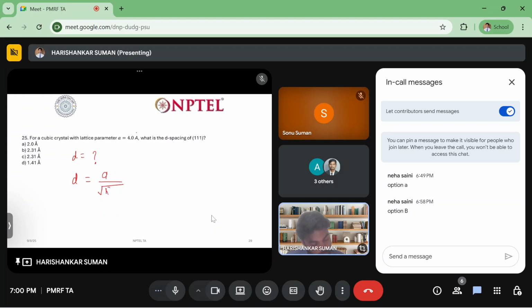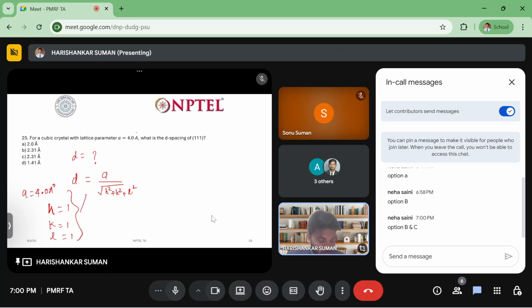Use this equation. Use the given parameters in this equation and tell me the answer. Okay, again an option mistake. So let me check. Okay, C, also B is correct. 2.31.